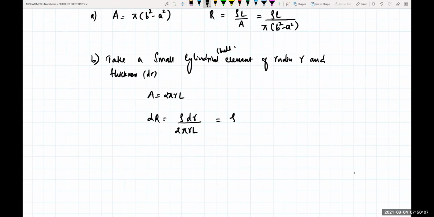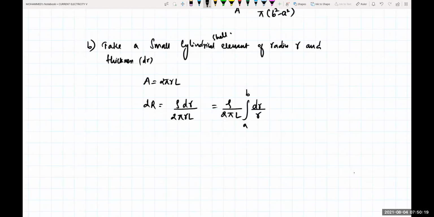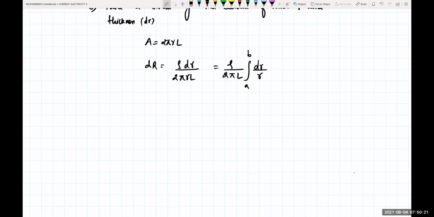So in this one, I can take rho divided by 2 pi L as common. The remaining integral is nothing but dr divided by r, with limits from A to B. Integral of dr divided by r is nothing but log of e into r, with limits from A to B.